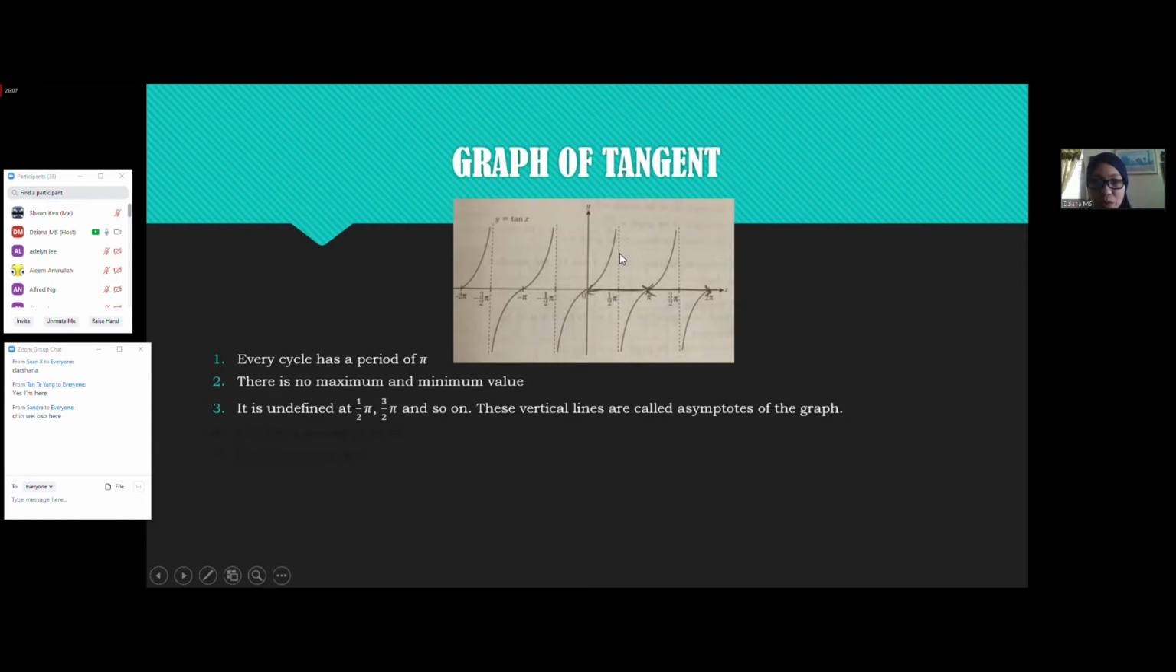So the value of tangent is undefined at 90 and 270 and so on. And these vertical lines are called asymptotes of the graph. So for you to sketch, you draw the asymptotes first, and then you can just sketch the tangent graph. All right? It cuts the x-axis at 0, pi and 2 pi. And the y-intercept is also 0 here. Any question on the graph of tangent?